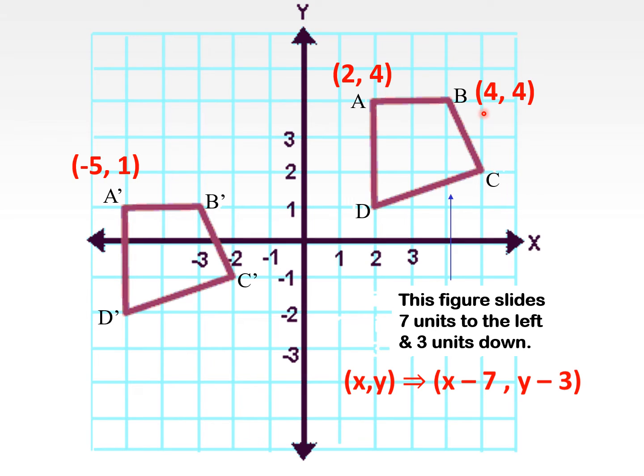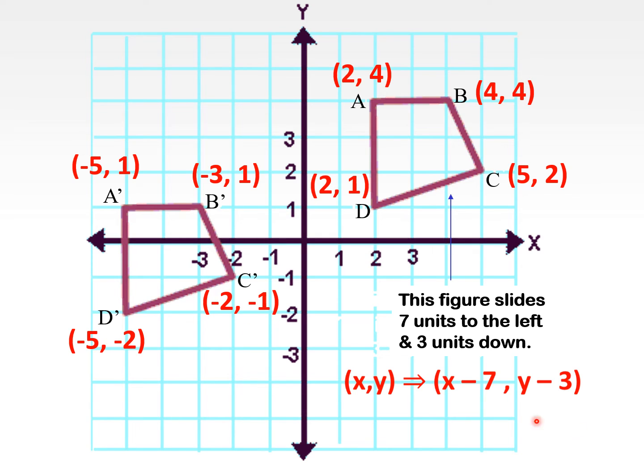B is at 4, 4. So 4 minus 7 is negative 3. Then 4 minus 3 is equal to 1. So this is at negative 3, 1. And then C is at 5, 2. So 5 minus 7 is negative 2. And 2 minus 3 is negative 1. So C prime is at negative 2, negative 1. D is at 2, 1. So 2 minus 7 is negative 5. 1 minus 3 is equal to negative 2. So D prime is at negative 5, negative 2.